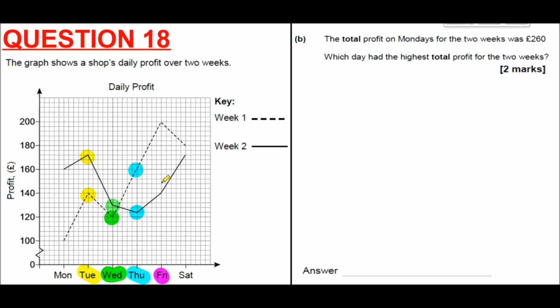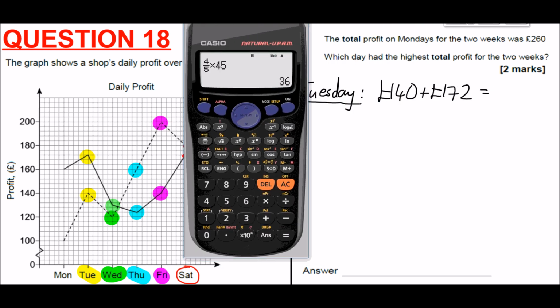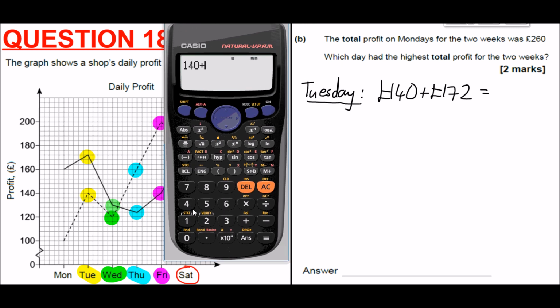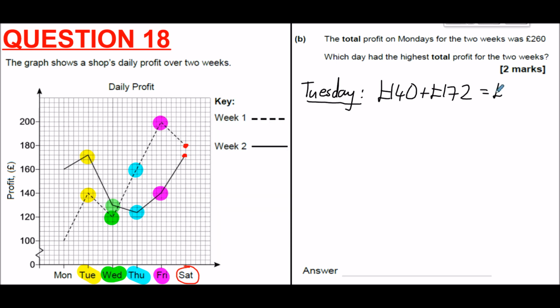Friday, this one and that one. And finally, for Saturday, we've got this figure and this figure. So let's just compare them all. So for Tuesday, the total profit for Tuesday is, this one's 140, and this one here we worked out from part A, that's 172. So 140 plus 172, that'll tell us the total profit for Tuesday. So 140 plus 172 would give us 312. So Tuesday's total profit for 2 weeks was 312.